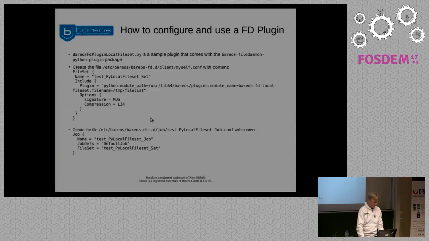So this is a complete example of how to configure the use of a Python plugin. As I said, it's defined in the file set, where you normally say file equals slash or something. There we define instead this plugin line, which then determines which plugin will be run. And this is a job example which will use this file set.